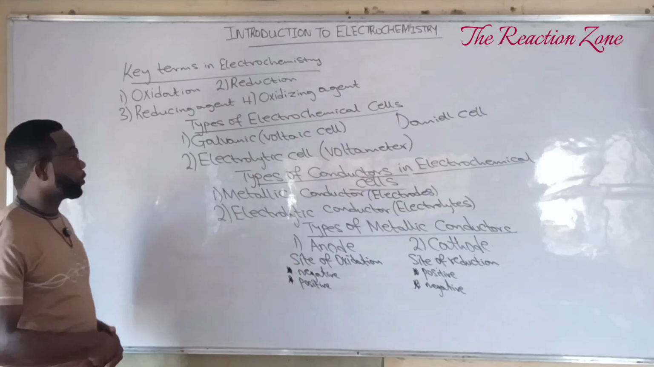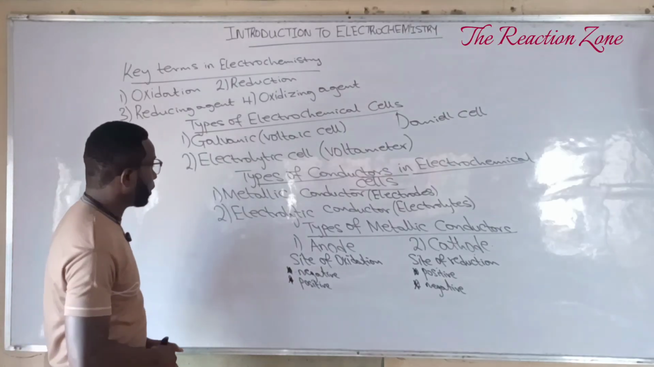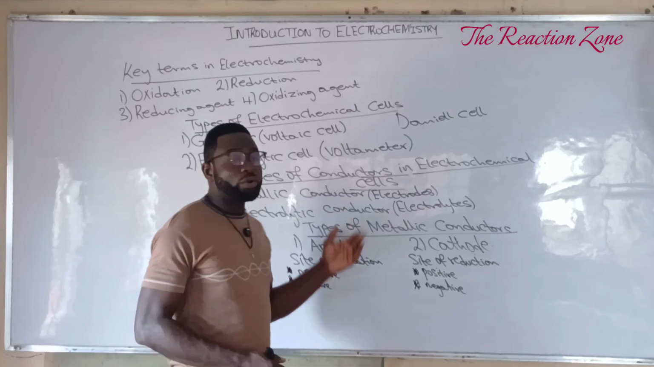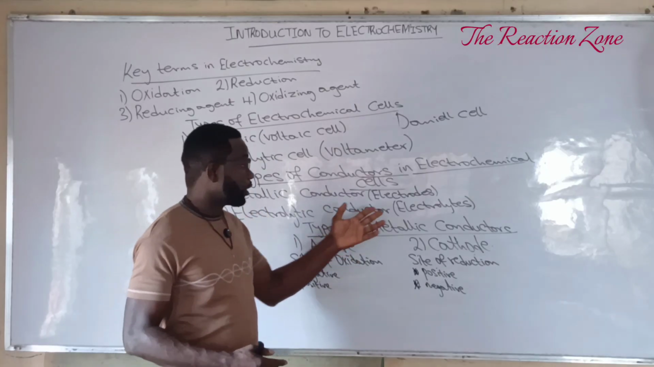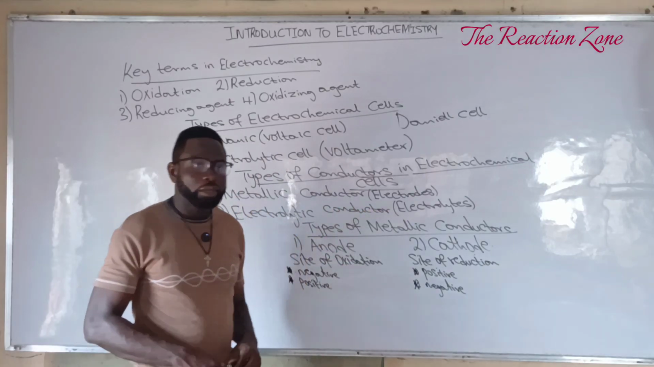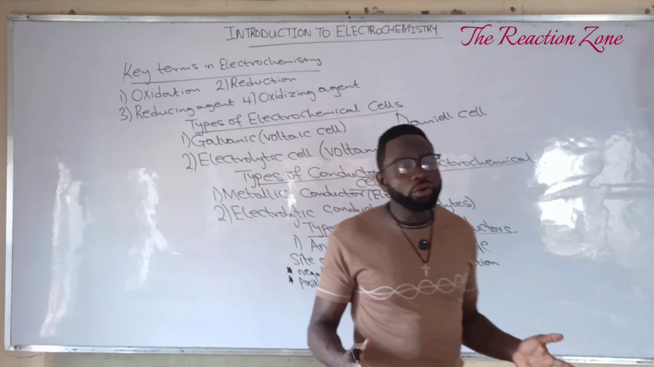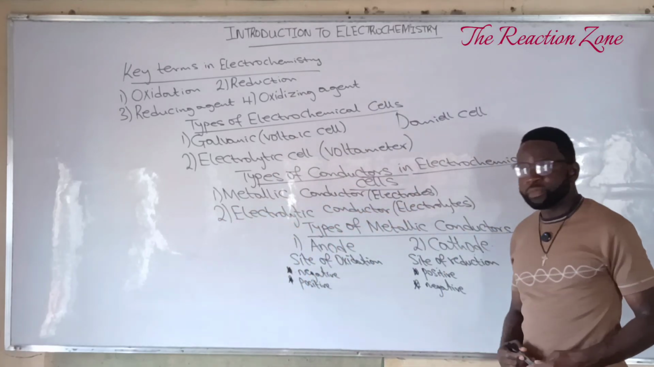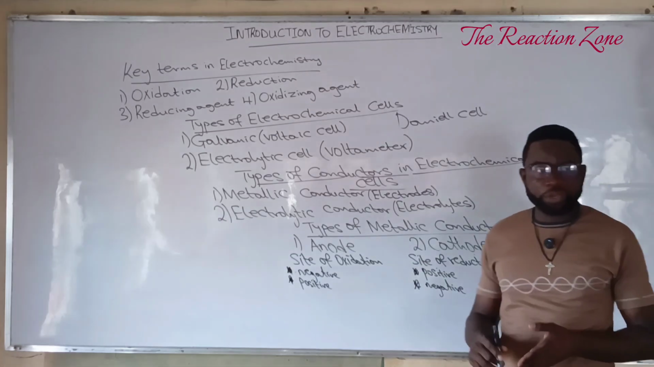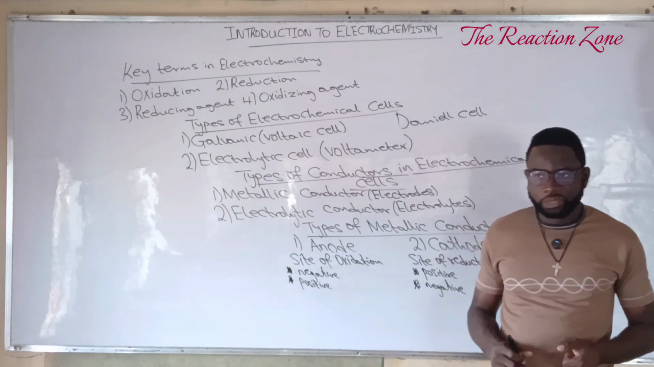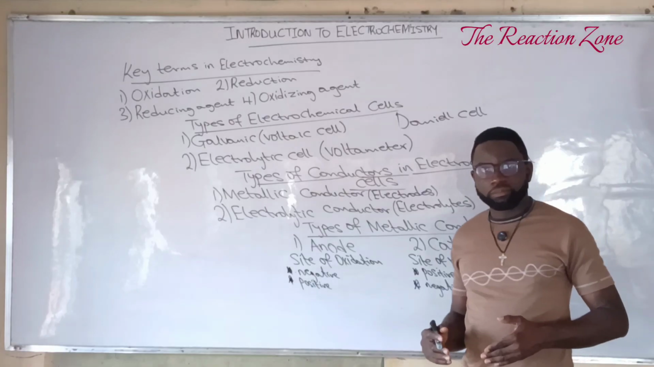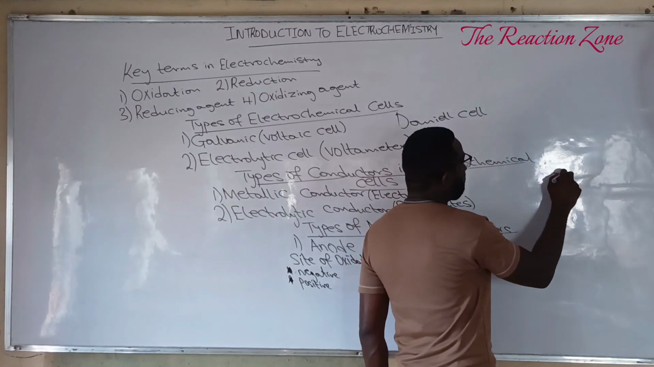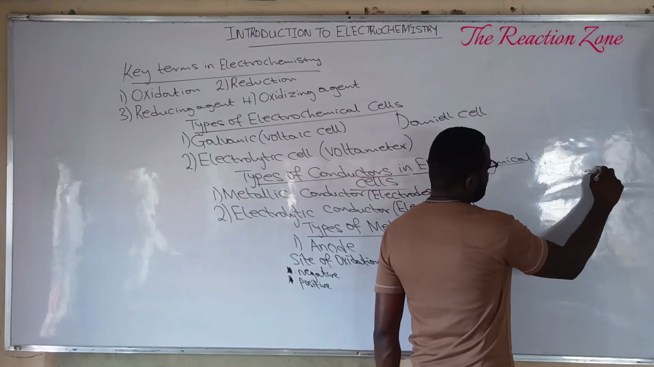The second type of conductor in electrochemical cells is electrolytic conductor. Electrolytic conductors are also called electrolytes. Electrolytic conductors or electrolytes are substances in the molten state or in aqueous solution that conduct electricity because they possess mobile ions.